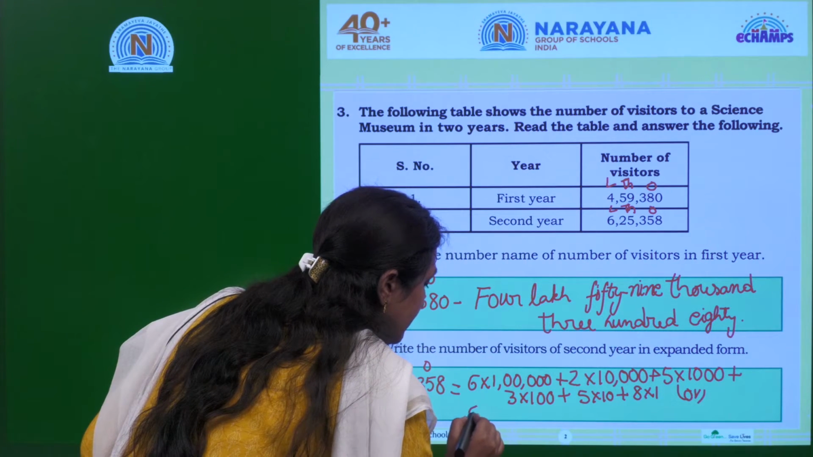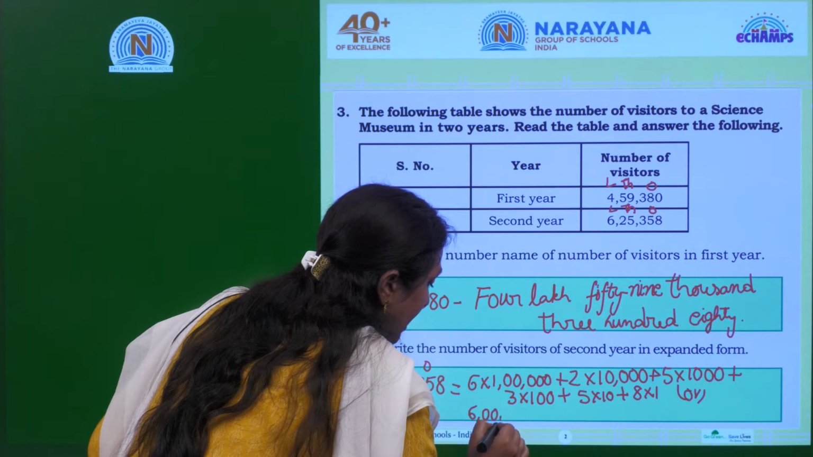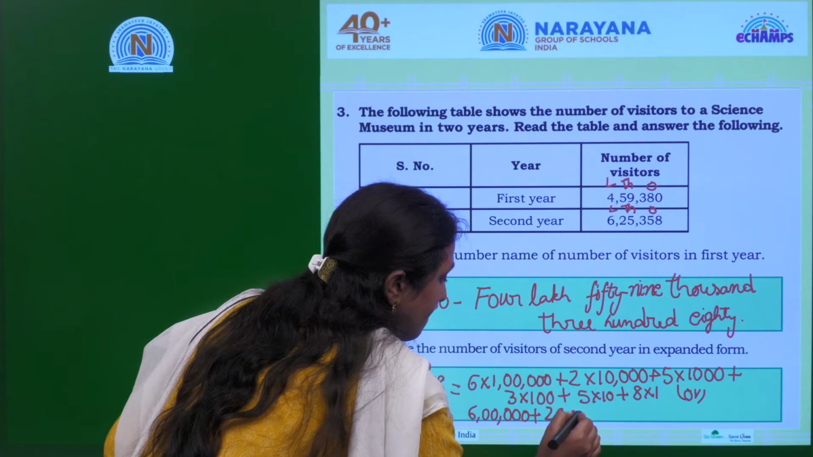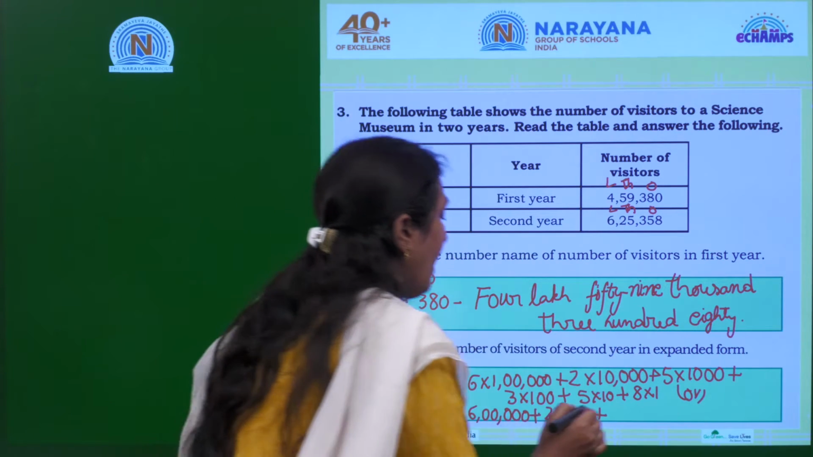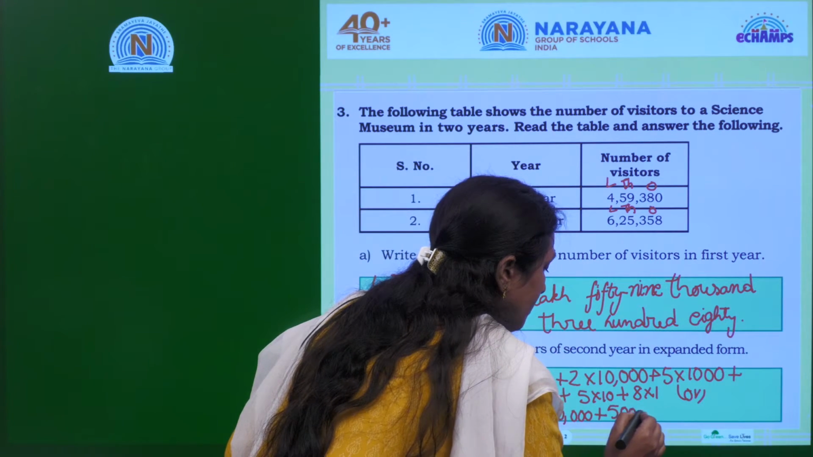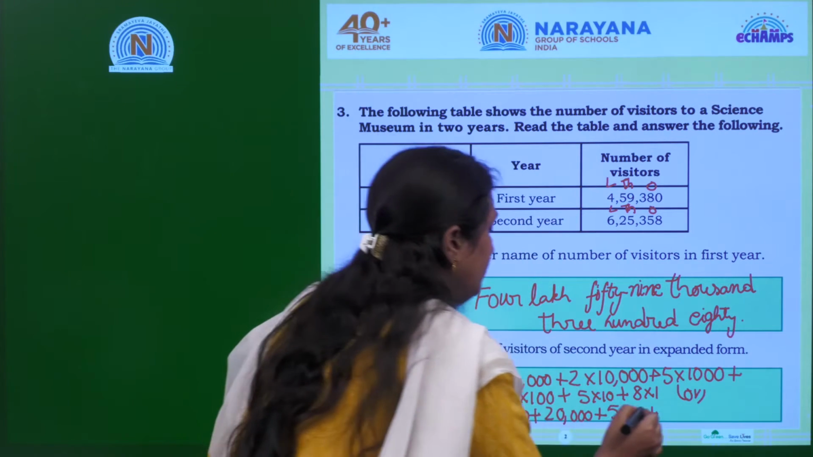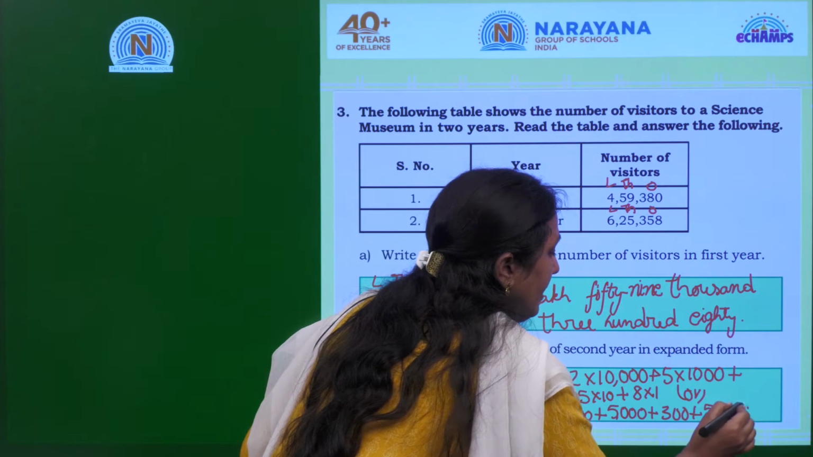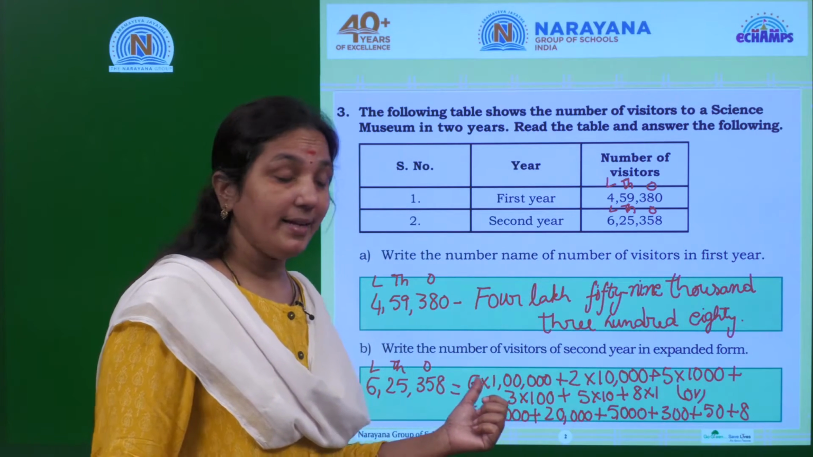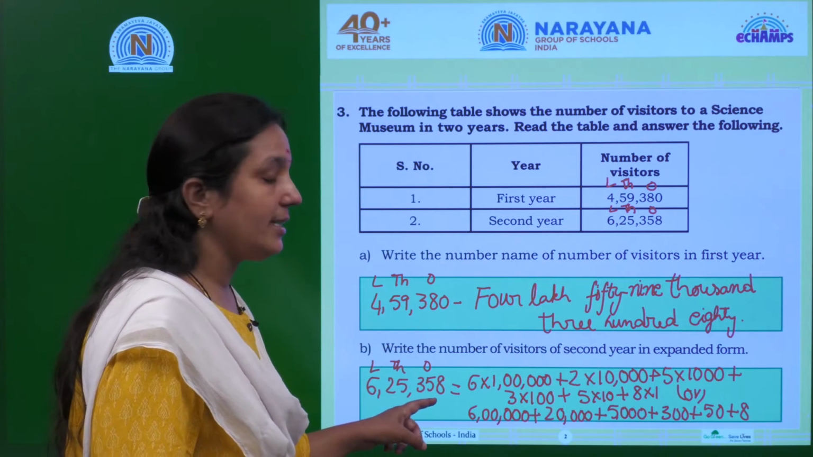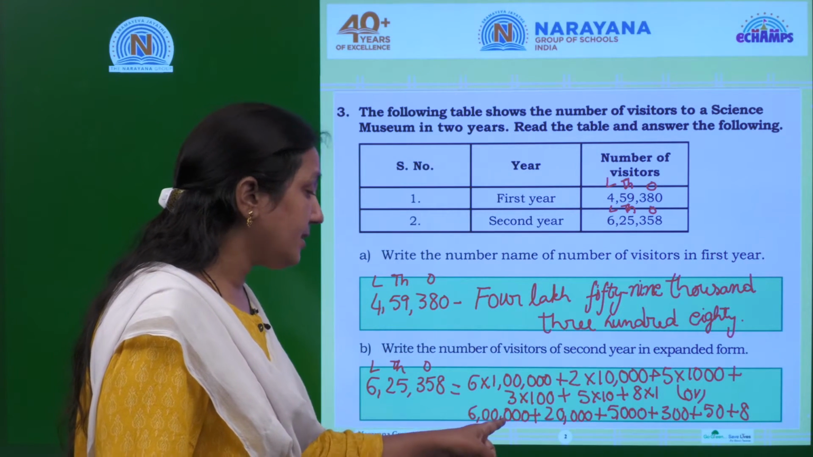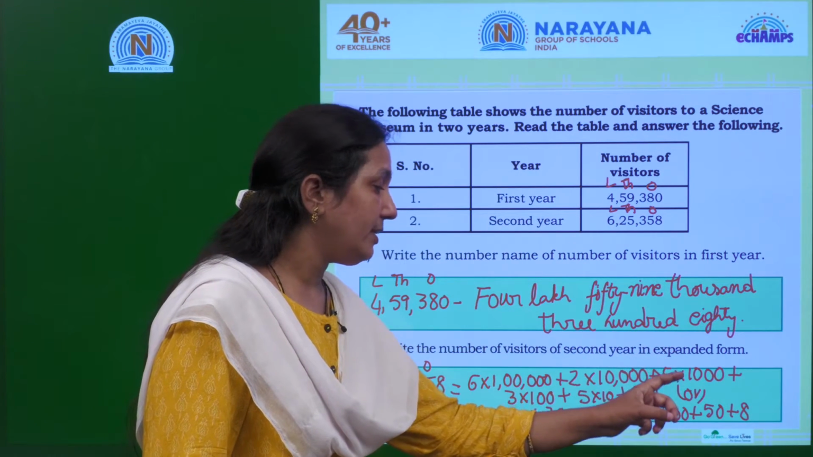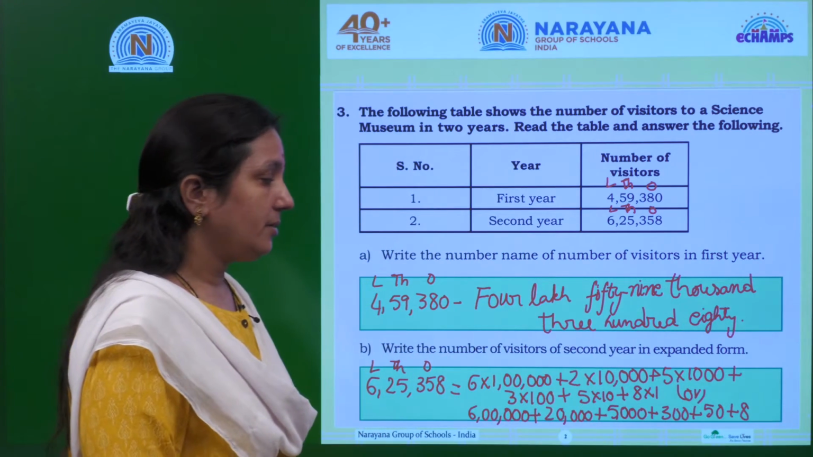So, that is 6 lakh plus 20,000 plus 5,000 plus 300 plus 50 plus 8. So here the expanded form of 6,25,358 is 6 lakh plus 20,000 plus 5,000 plus 300 plus 50 plus 8. Did you get it, children?